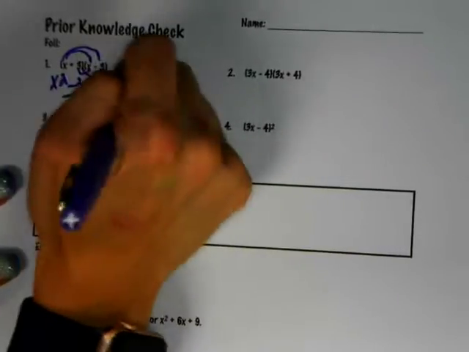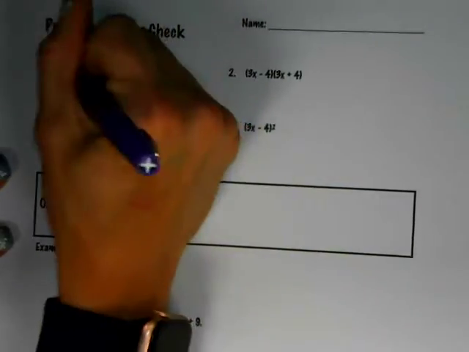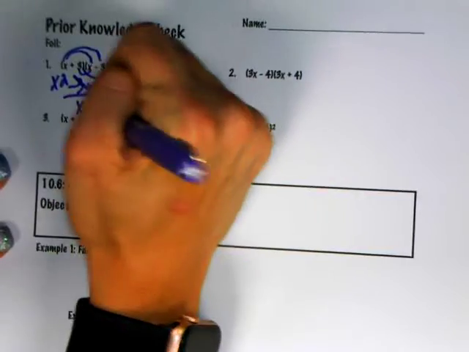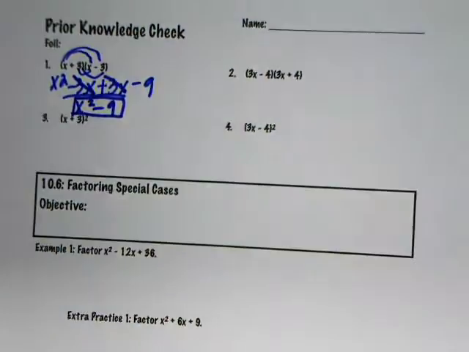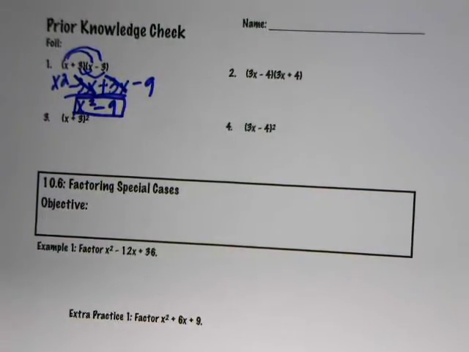In the middle, what's negative 3 plus 3? 0. So you should get x squared minus 9. Good? Okay. All right.